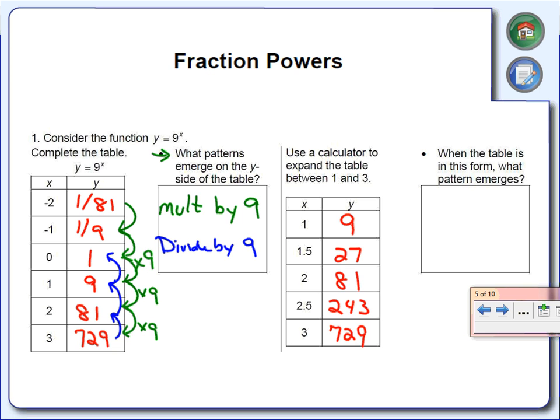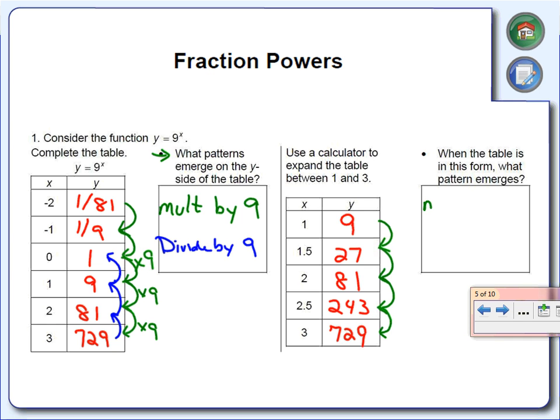All right, so this is our new table. Notice instead of counting by ones like our first table here, now we're counting by 1/2. We've got 1, 1 and 1/2, 2, 2 and 1/2, 3, and so on. So, look at the table again. What pattern do we see over here on the y values? Are we still multiplying by 9? This time it's by 3.